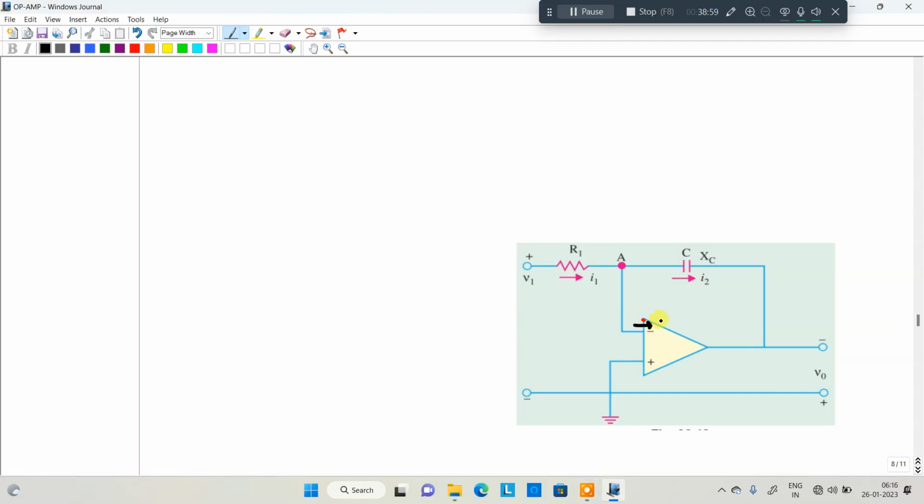The current will be 0 here. That means that I1 is the same as I2. Apply KCL at that particular node. I1 is equal to I2. Whenever both the currents are equal, just apply the normal nodal analysis condition.